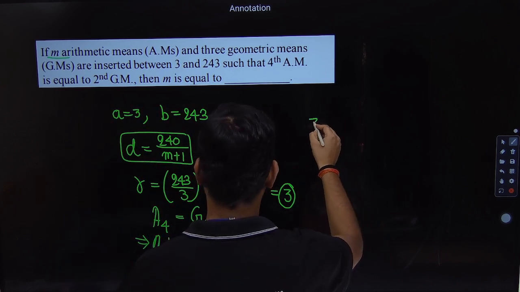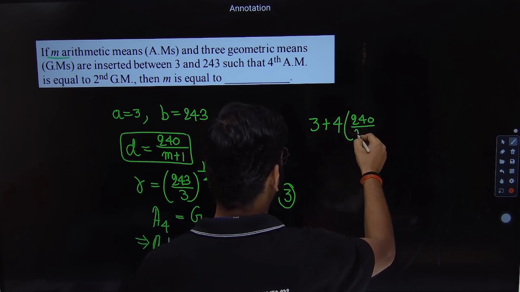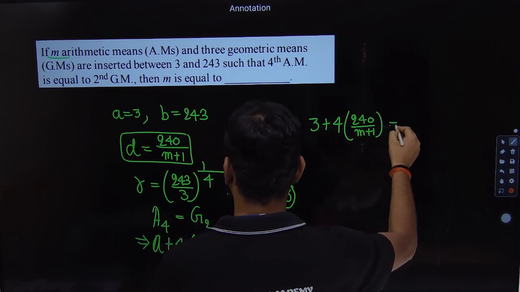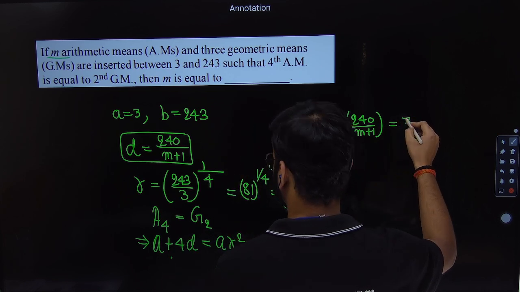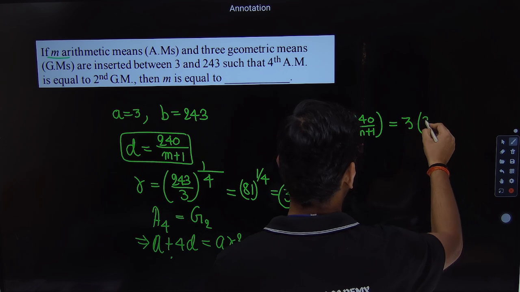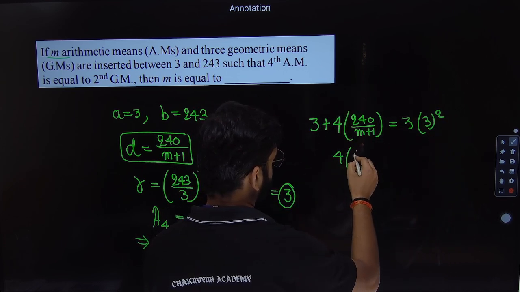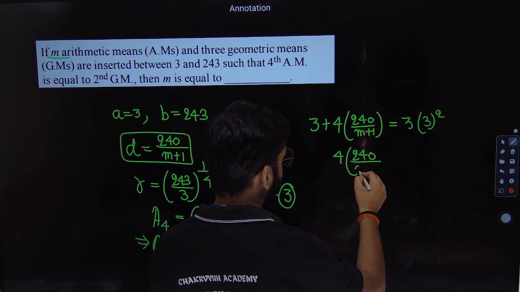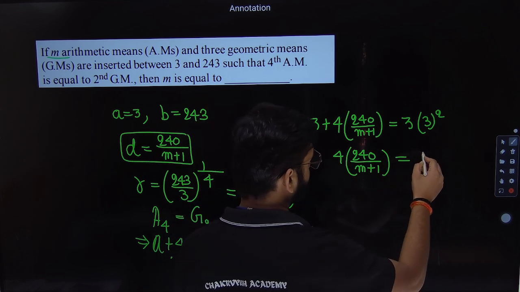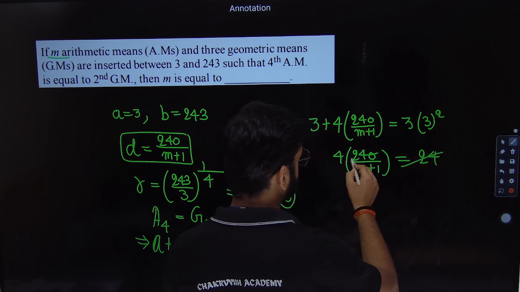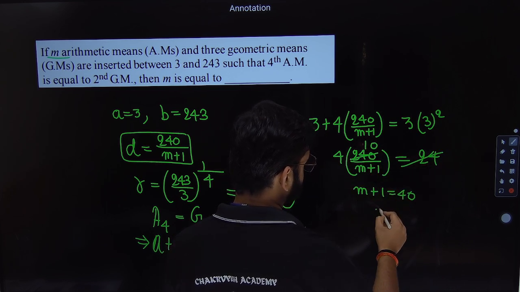A is 3, so 3 plus 4D: 240 by M plus 1 equals A R square. A is 3. R is how much? 3. So 3 square, so 27 minus 3. Sir, I'm getting 39 as the answer. 39 is the correct answer. So 27 minus 3 is how much? 24. So M plus 1 is 40. M is 39.